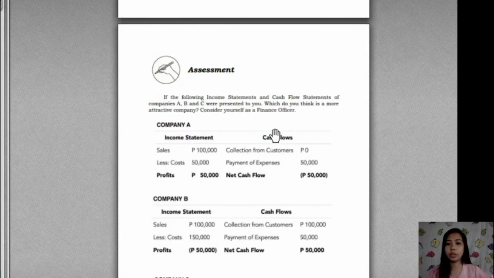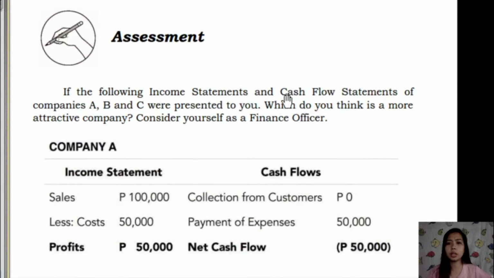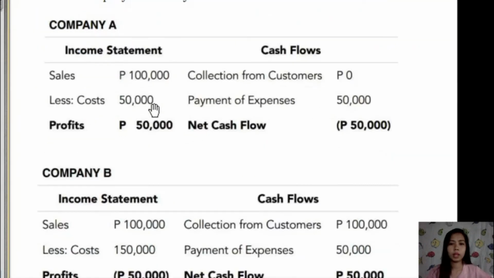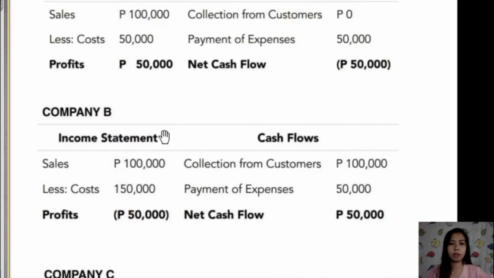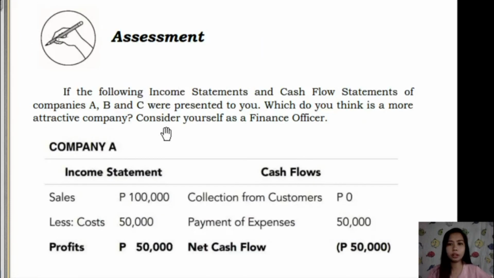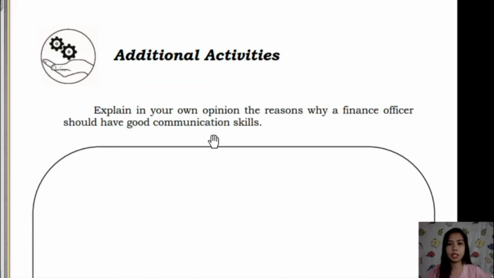And then you also have your assessment. So, consider yourself as a finance officer. Alin dito sa tatlong to? Kung kayo ang isang financial officer, alin sa tatlong company na to ang mas attractive na company para sa inyo? Okay? Mission activities. Okay, bakit kailangan may good communication skills?